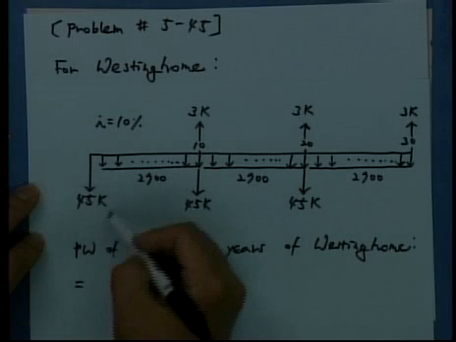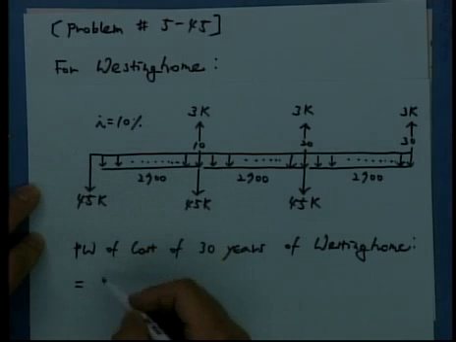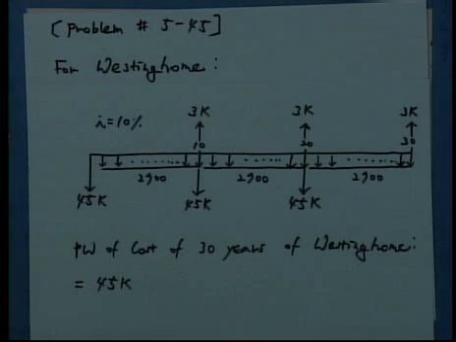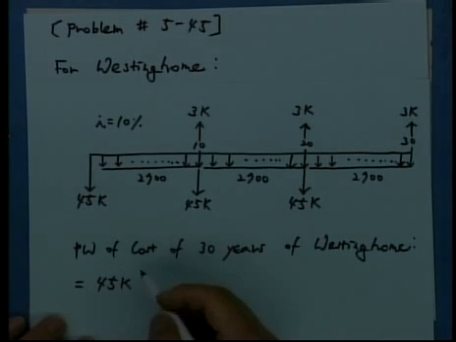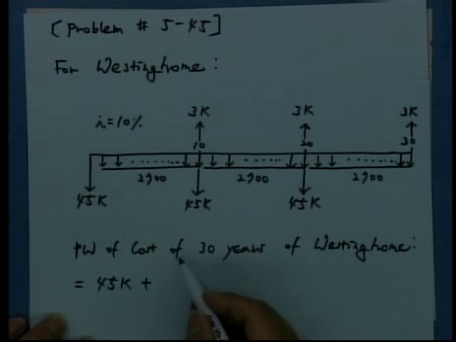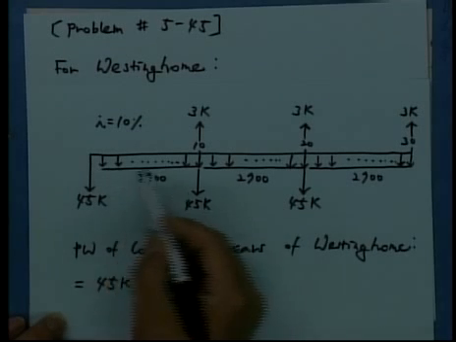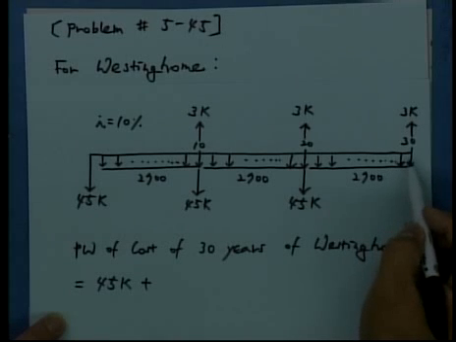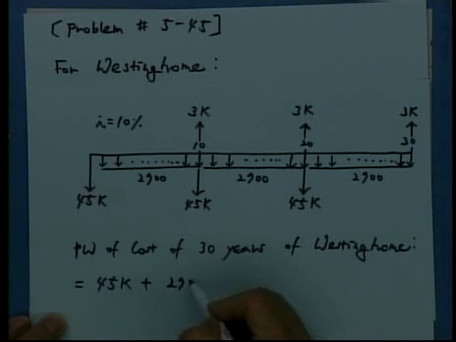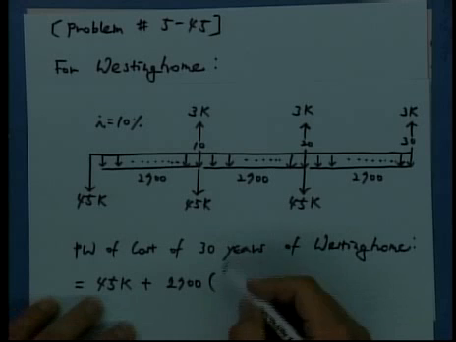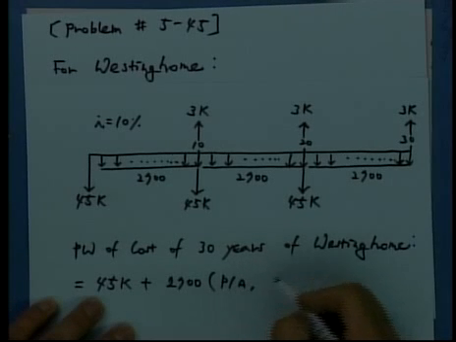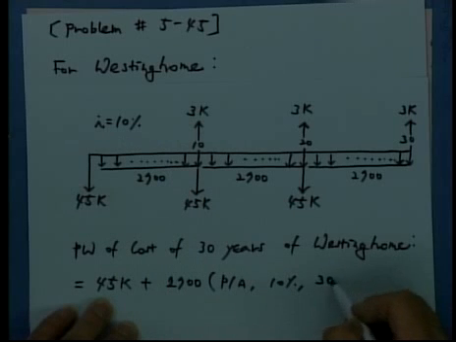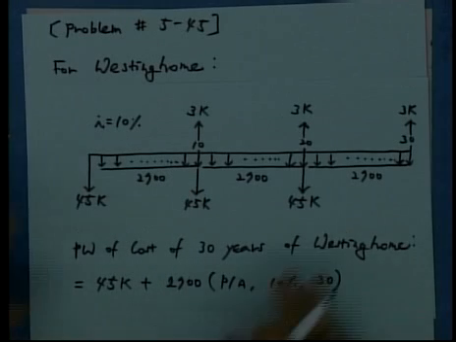That's going to be 45,000 at the end of period 0. So simply you can add $45,000. Also, you need to consider $2,700 over the next 30 periods. So 2,700 P given A, 10% over 30 periods, right?